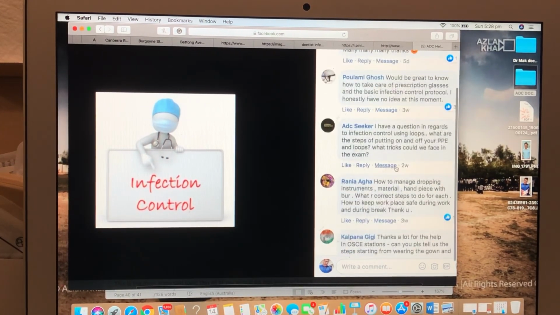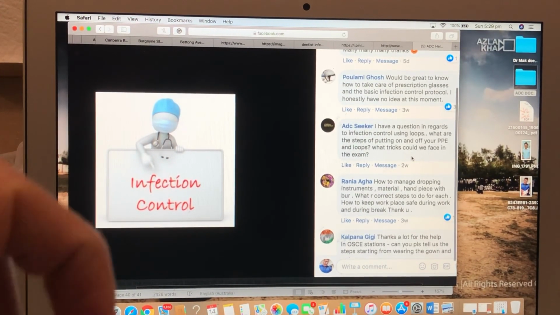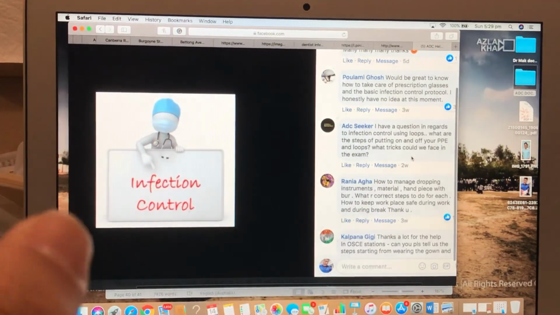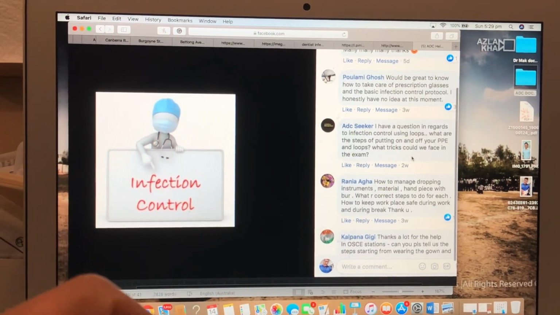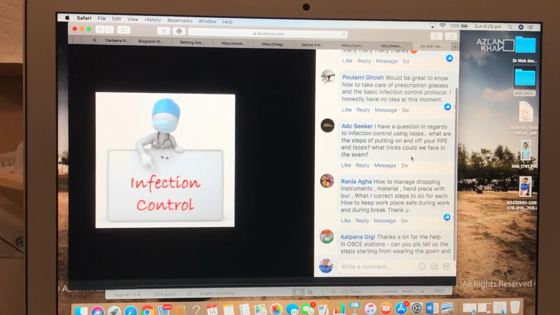So it's pretty good. And I have a question in regards to infection control using loops. What are the steps of putting on and off your PPE in loops? So loops, again, guys, are like glasses. It's nothing different, right? Just treat them as glasses. There's nothing very complex in loops, okay? Simple as that. The only thing, as I discussed, if you want to touch your light or adjust anything like your glasses, just remove your glove, alcohol rub, and do it again. Don't do it with your gloves. That's all you need to do.